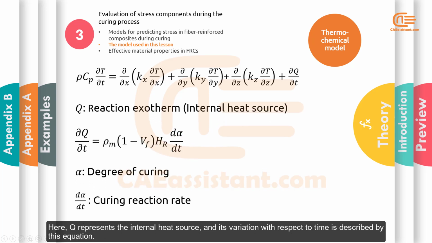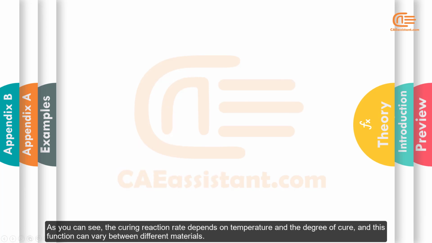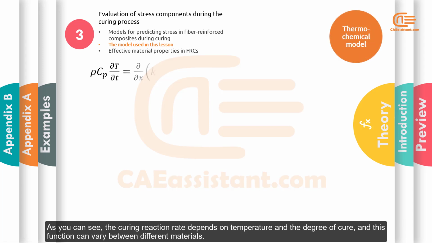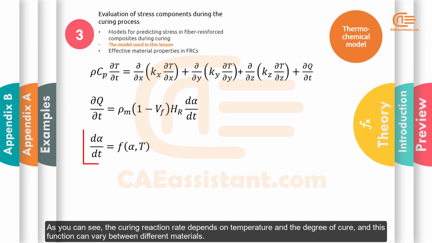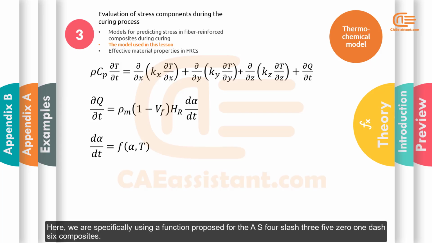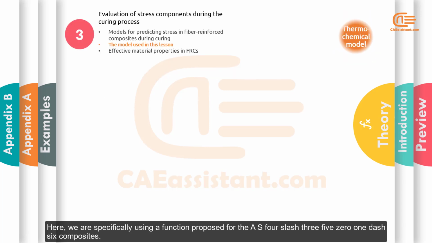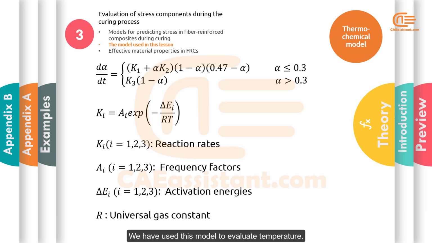Here, Q represents the internal heat source and its variation with respect to time is described by this equation. Alpha stands for the degree of cure, and its variation with respect to time reflects the curing reaction rate. As you can see, the curing reaction rate depends on temperature and the degree of cure, and this function can vary between different materials. Here we are specifically using a function proposed for AS4/3501-6 composites. We have used this model to evaluate temperature.